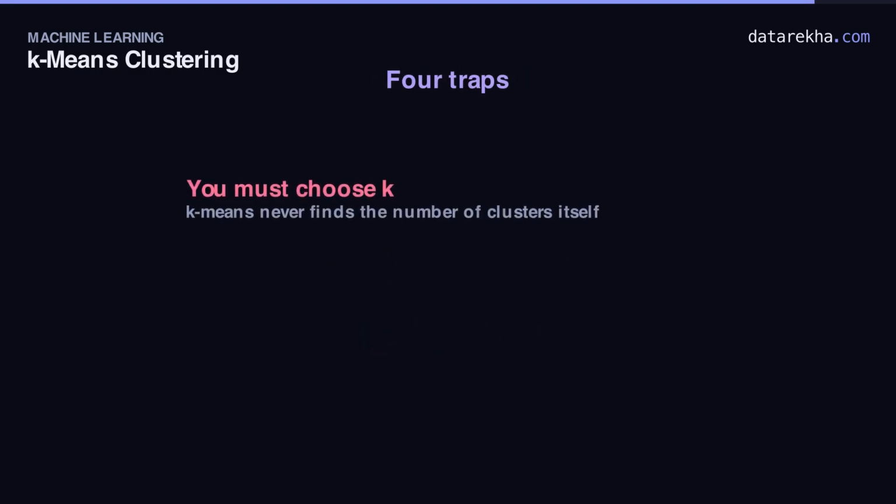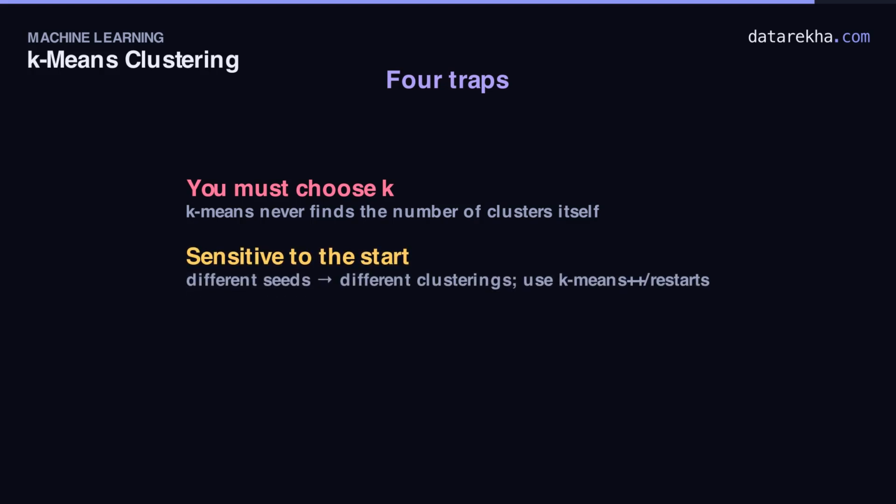Trap 1. Forgetting that you own k. K-means will carve the data into whatever number of clusters you ask for, sensible or not. It never discovers k on its own. Use the elbow. Trap 2. Trusting a single run. Because it only finds a local optimum, a bad initial seed can leave you in a poor split. Always restart several times, or seed with k-means plus plus.